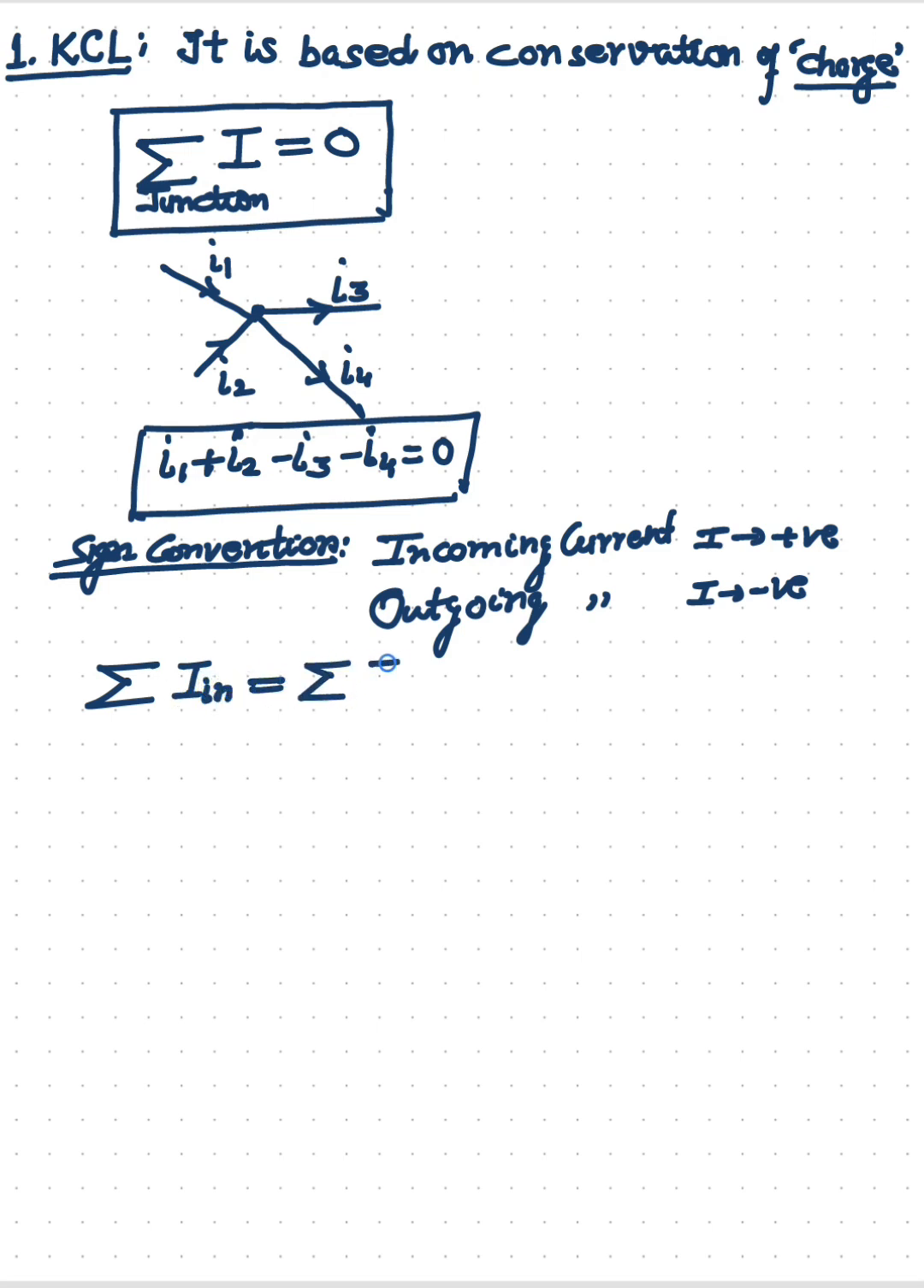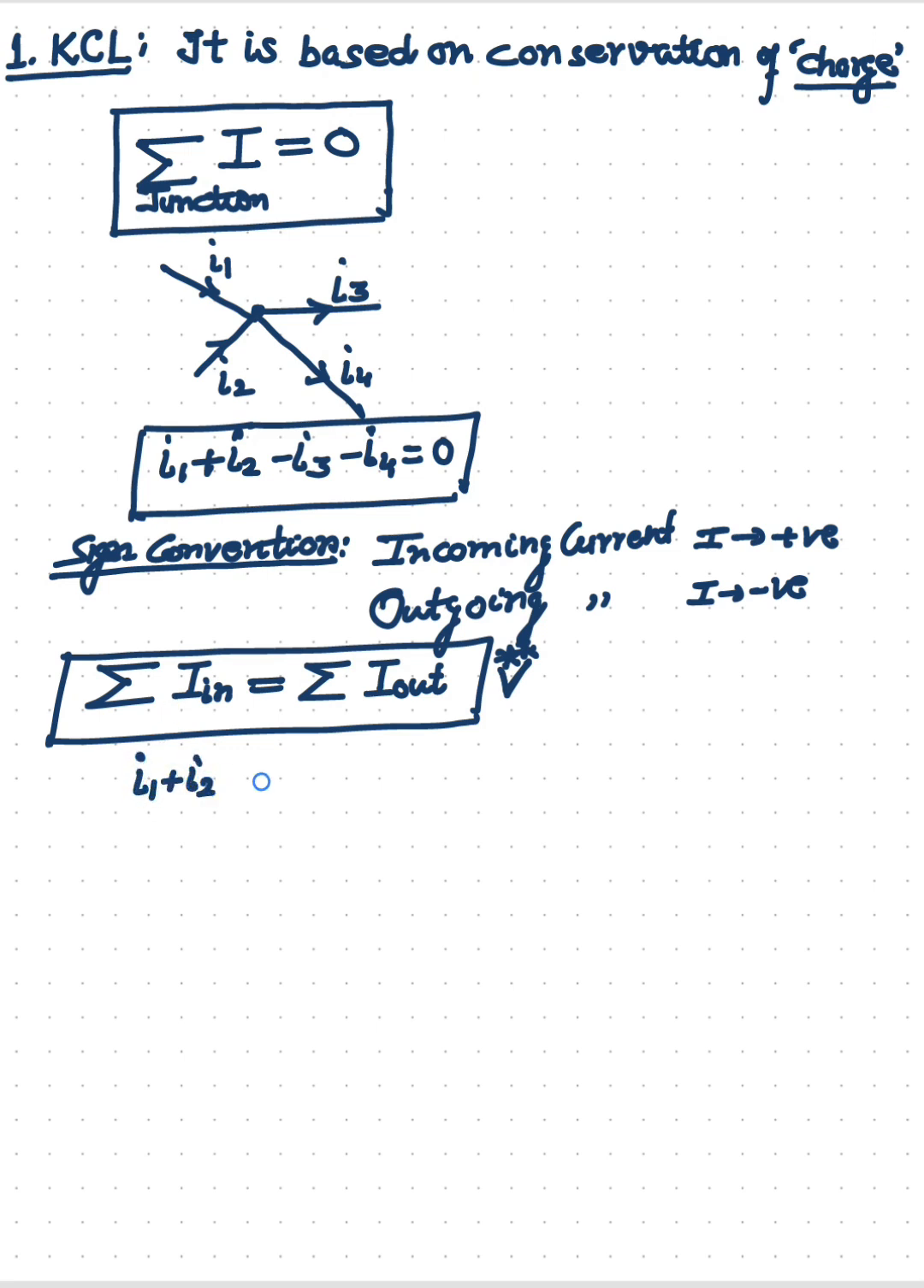Also, we can define KCL like this: sum of incoming current, sum of I in, is equal to sum of I out. Keep this in mind. Here in this diagram, incoming currents are I1 and I2. So I1 plus I2 equals the outgoing currents, I3 plus I4. Clear? So this is KCL.